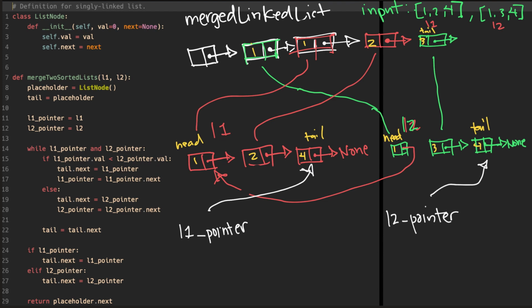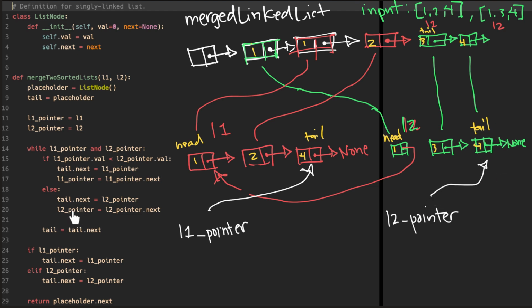And at this point, both of these values are equal. So we're going to go down here and we're going to set tail.next equal to L2 pointer. And technically, this tail's next value is the same as this node's next value because this points to the same object. So technically this already points to L2 pointer, but of course we're going to do it anyway. So that is that. So tail.next equals the value at L2 pointer.